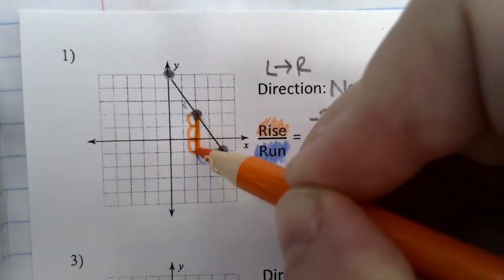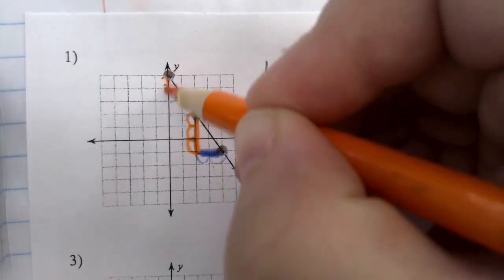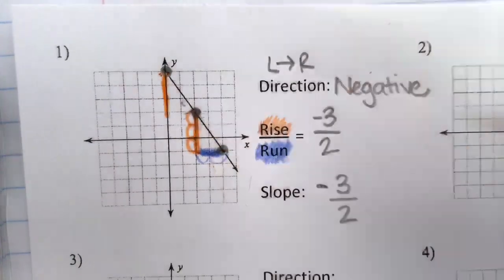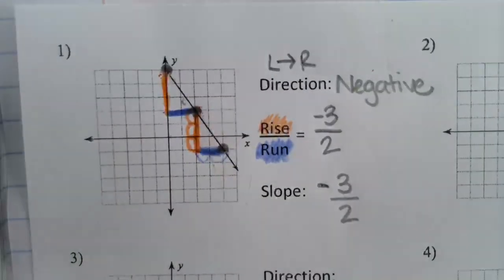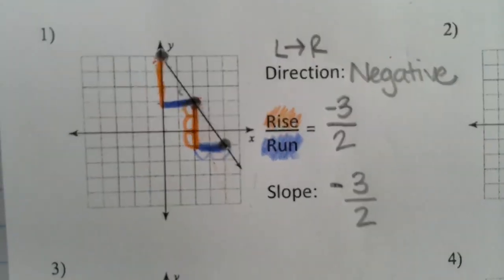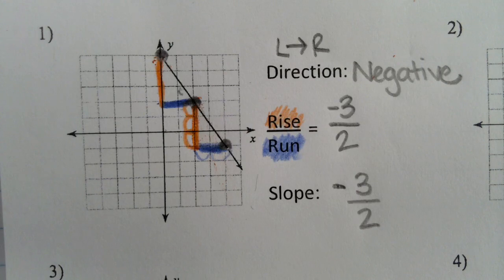Down 3 over 2. From that point, can I go down 3? 1, 2, 3. Over 2. Do I end up right back on that line? Yeah. Sometimes when you don't see a point, you got to look at those arrows.